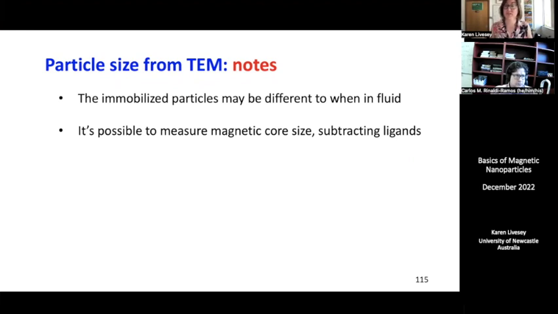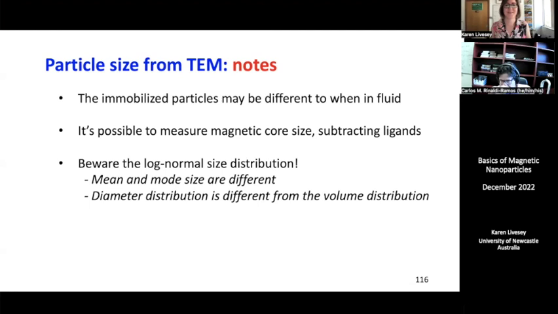It's possible to measure the magnetic core size, subtracting the ligand. So that's good because we might want to know the magnetic size, not the hydrodynamic size. And I'll talk about hydrodynamic size in a second. And another note is beware of the log normal size distribution.